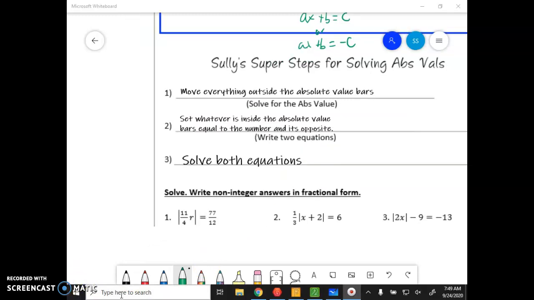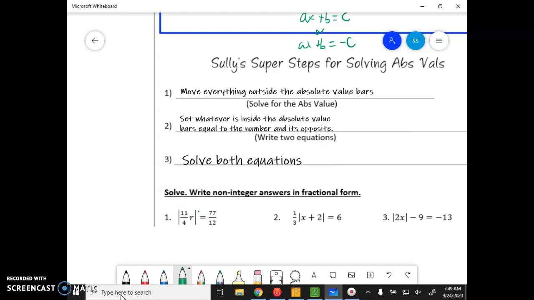Okay, there we go. So, number one, move everything outside the absolute value bars. If there's anything outside of the absolute value bar, so if we look at number one, there is nothing outside of these absolute value bars on this side or this side. But for number two, there is, and number three, there is, right?